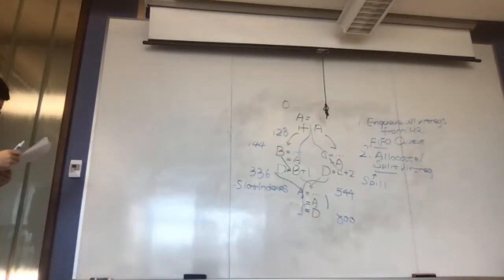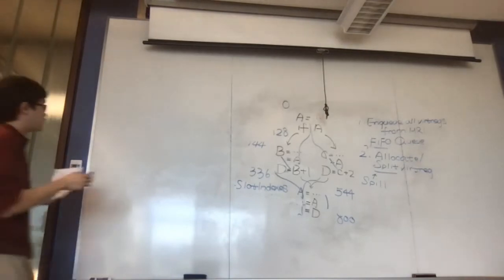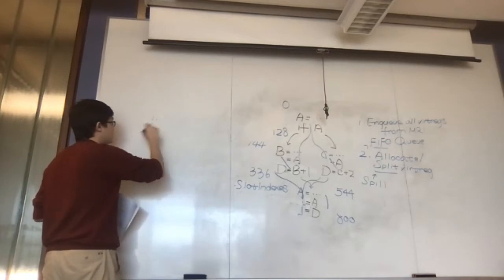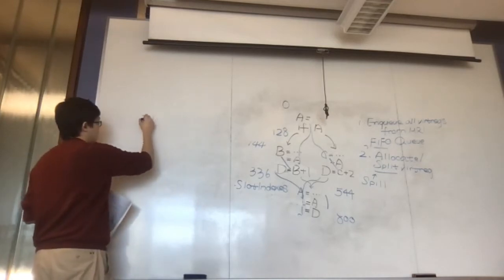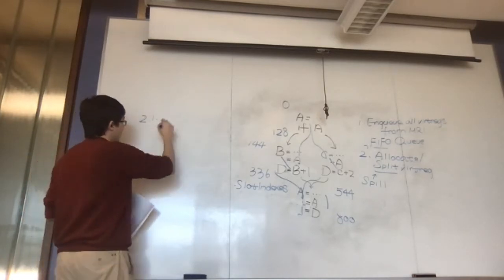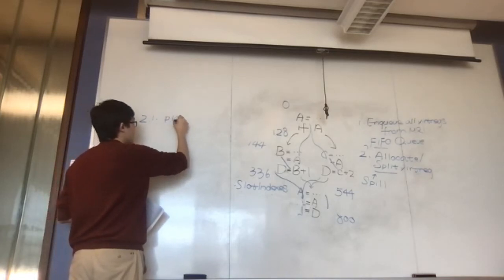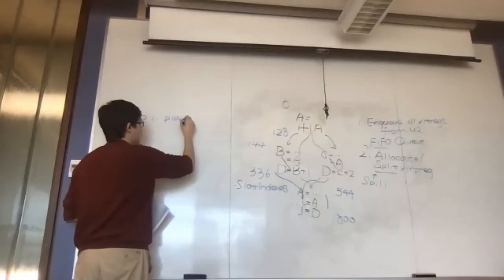So the way that we are going to do this is that first we obtain a plausible allocation order. 2.1. Plausible allocation order from TRI.